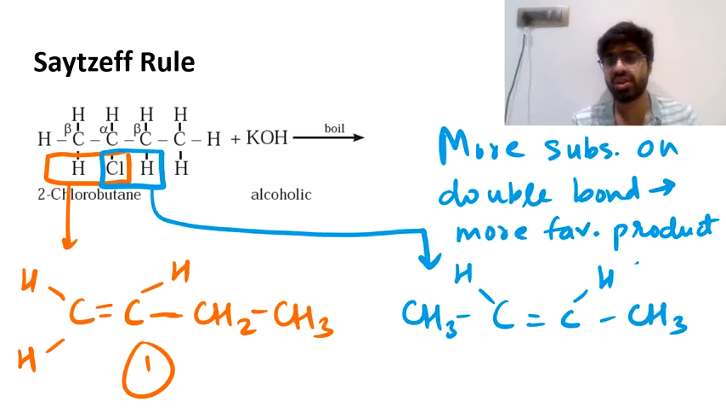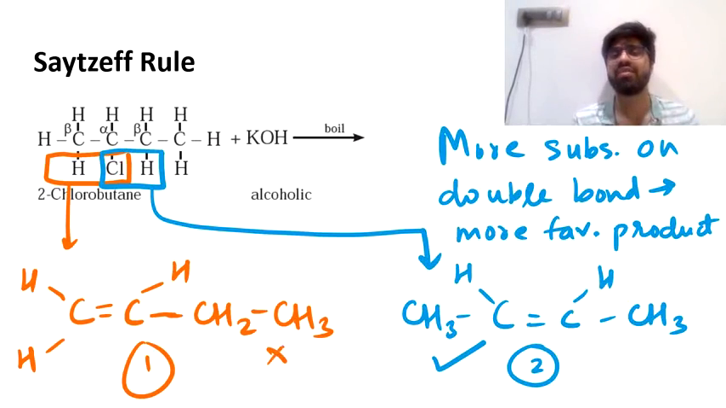Let's check how many substitutions we have in this case. So on the carbon-carbon double bond, this is not and this is not a substitution. So the number of substitutions are 1 and 2. So we have 2 substitutions on the double bond here, and that is why this will be the more favored product and this will be the less favored product. We can say that this is the minor product and this blue one is the major product.